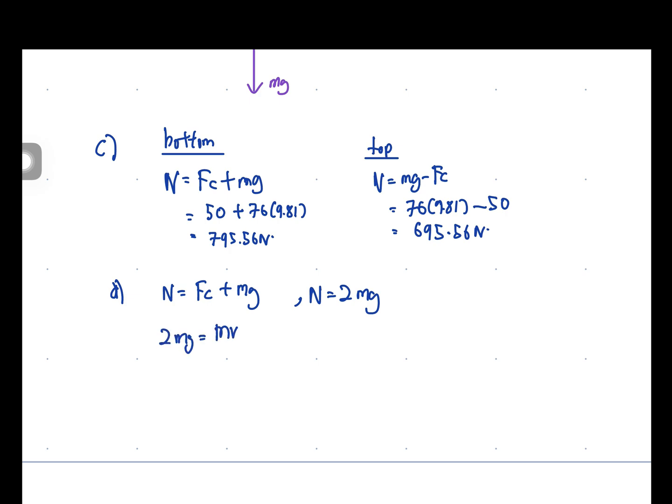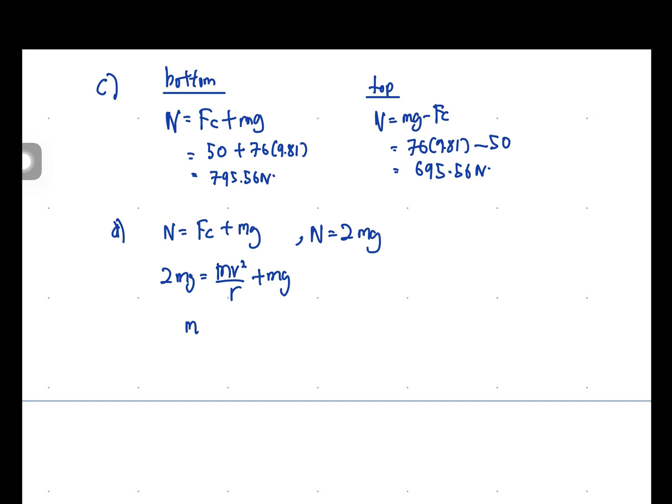I'm going to expand Fc to become mv squared over r, so that we can calculate the speed, plus mg. If I move mg to this side, 2mg minus mg, you end up with mg only, equal to mv squared over r. So m cancels out on both sides. Rearranging the equation, I end up with v equals the square root of rg. Substitute in the radius, 38, and g, 9.81, take the square root, and I end up with 19.3 meters per second. So this is the speed.